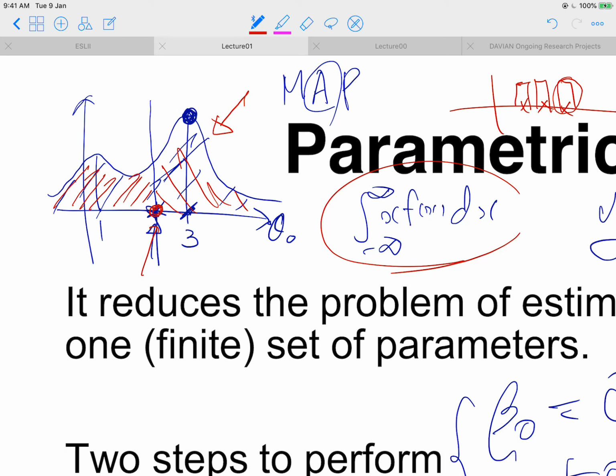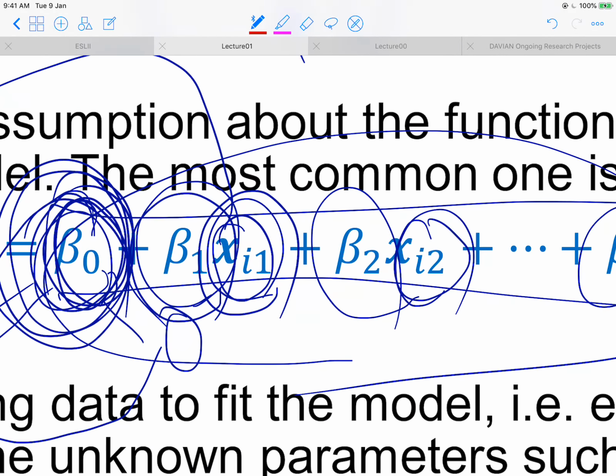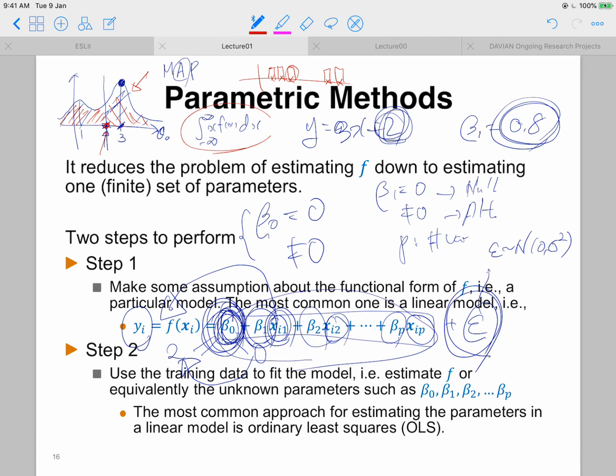So again, back to the frequentist approach. The frequentist approach assumes that these parameters are constant, although they are unknown, just a single fixed constant value, which is not a random variable. Any other questions? Okay, then let's take a break for 10 minutes.